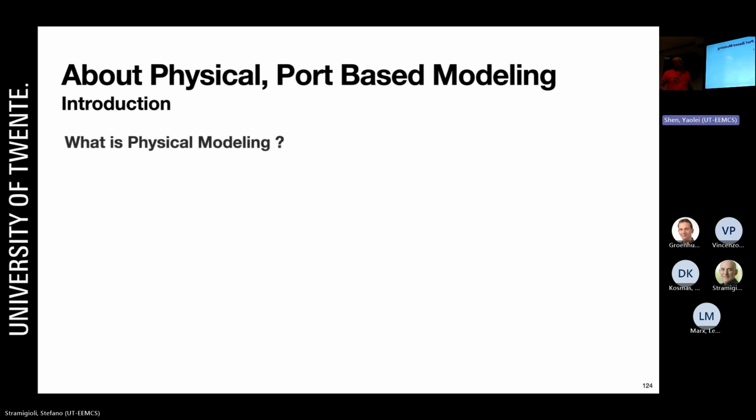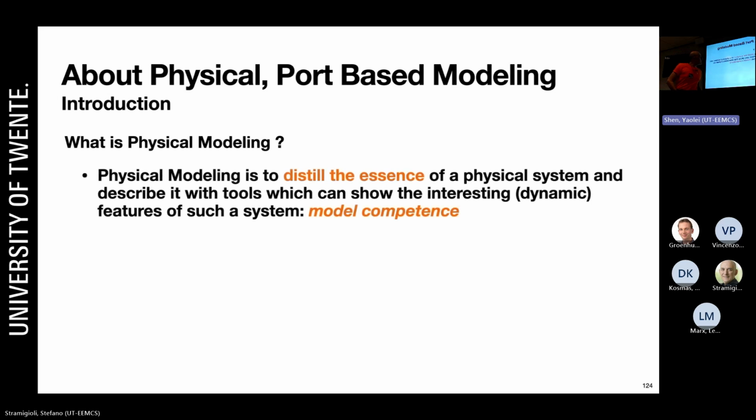Okay, so what is physical modeling? Physical modeling is to distill the essence of a physical system, and describe it with tools which are useful for what you want to describe. If we go to the Enlightenment and to Descartes, the one that basically gave us the relation between geometry and algebra by putting axes, the Cartesian axes come from Descartes, okay.